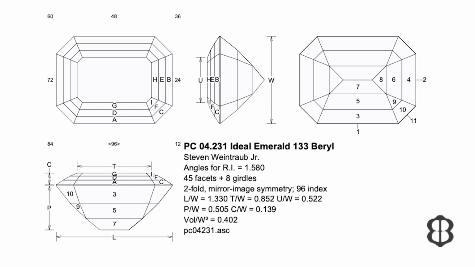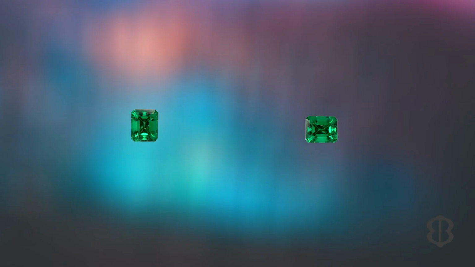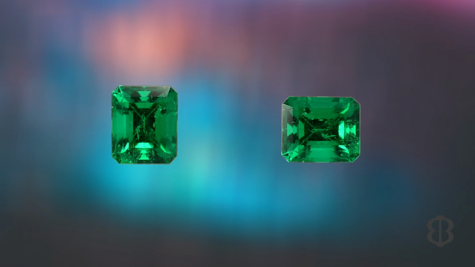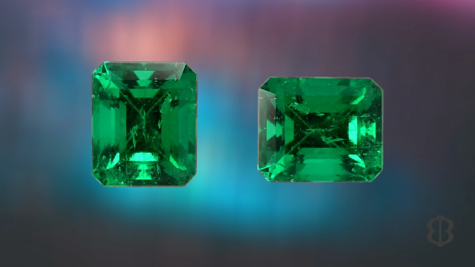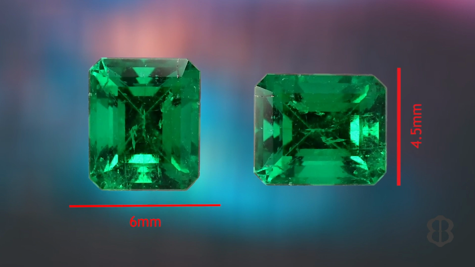This is called brilliance. This diagram will cut a stone with a 1.33 length to width ratio. This means that if this stone is 6 millimeters long, it will be 4.5 millimeters wide, 6 divided by 1.33 ratio. So, a calibrated emerald shaped cut using the diagram would be 6 by 4.5 millimeters.